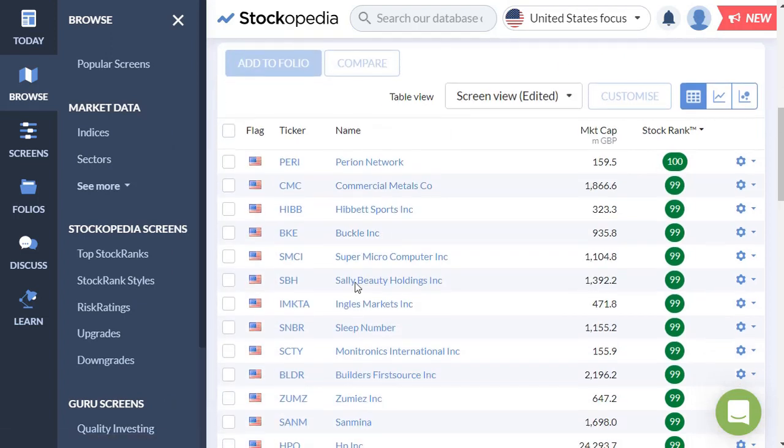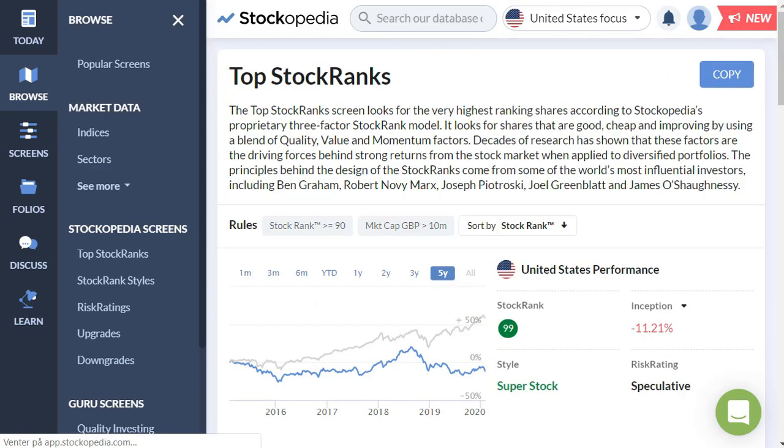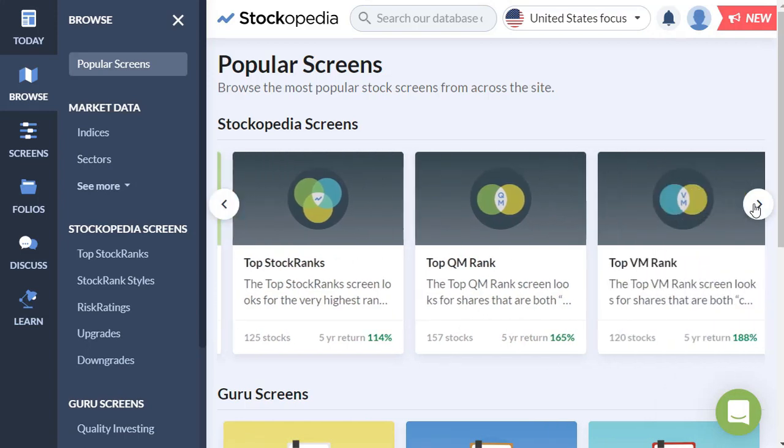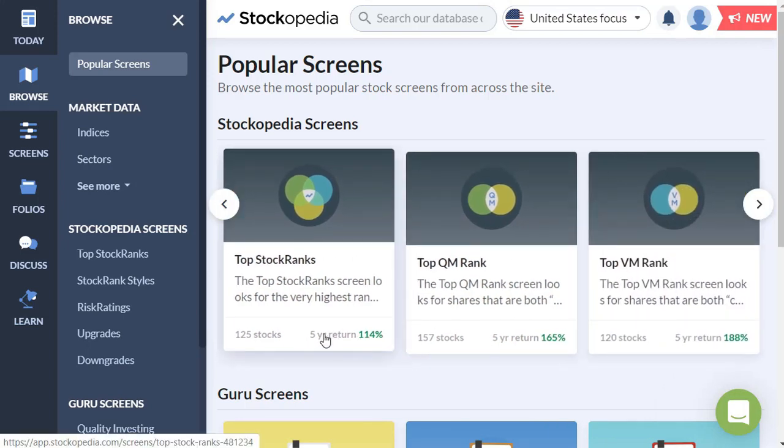But you can take them one by one, or you can say, I'm not too keen on this overall stock rank. I only want... and you can see down here the last 5 years return if you had picked all the stocks here.